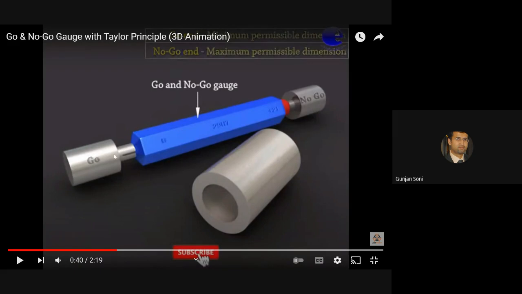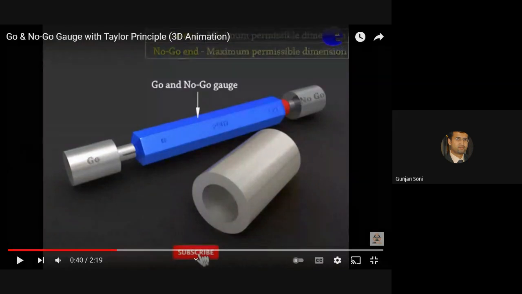Yeah, higher limit is going to indicate the minimum permissible dimension, and if it is not going inside, that means maximum permissible dimension. What is the maximum permissible dimension? Upper side. If it is not going, that means your hole which you have produced is smaller than the highest size which was permissible, or your size of the upper limit, or you can say the upper limit of the tolerance zone.